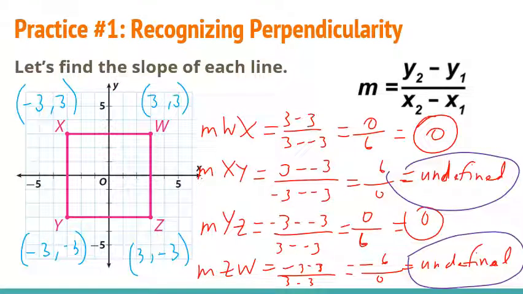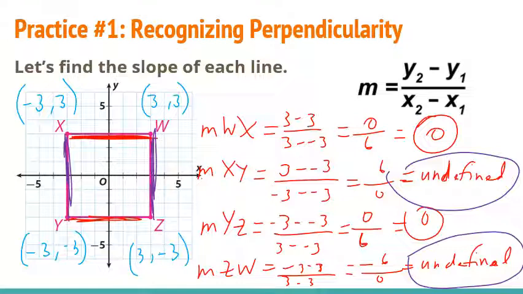Okay, what you should have noticed here, once you do the work yourself, my work just showed up on the screen. What you should have noticed is that you get that same pattern where the horizontal lines, WX and YZ, had 0 slopes, and your vertical lines, XY and ZW, had undefined slopes. And you may be noticing a pattern of the reasons why.